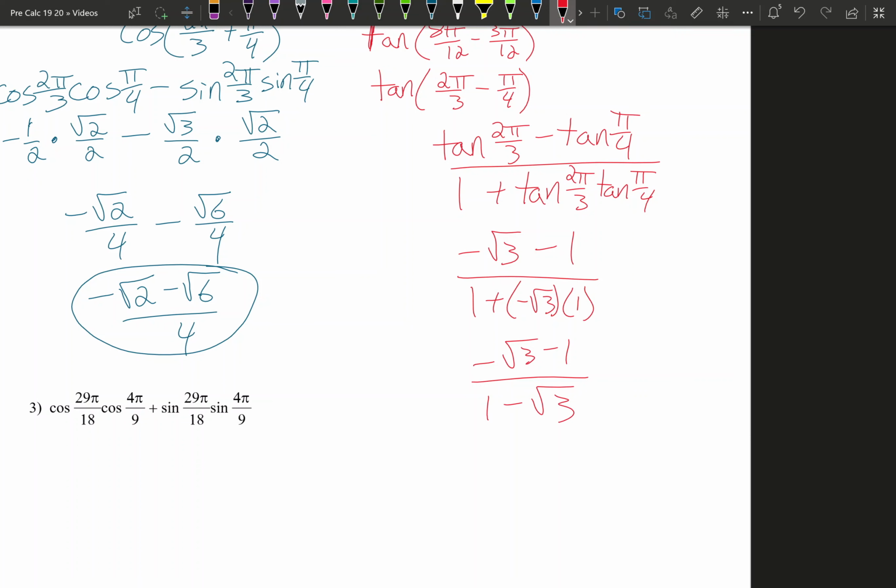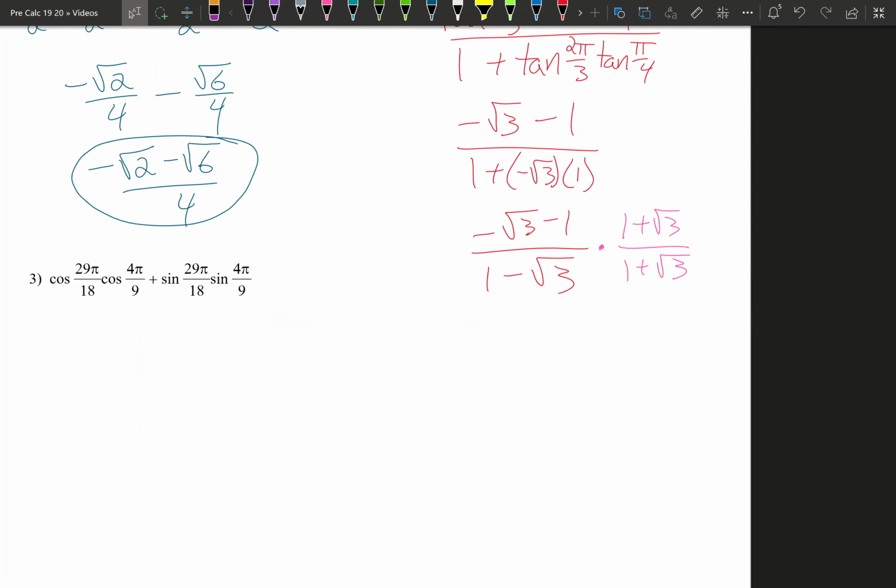Just wanted to simplify that a little bit. Now, we don't want our square roots in the denominator, so we need to rationalize. In order to rationalize this denominator that is a binomial, we need to multiply it by the conjugate. So we change the sign. So it will be 1 plus the square root of 3.